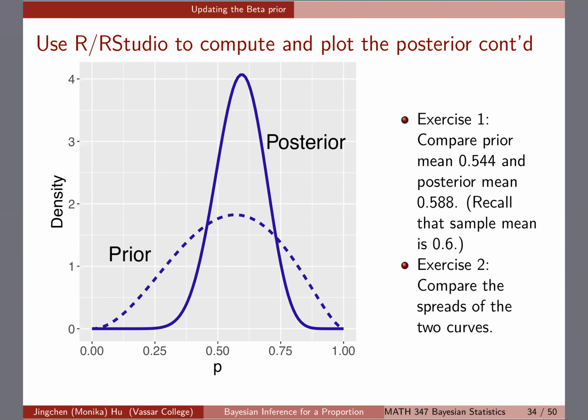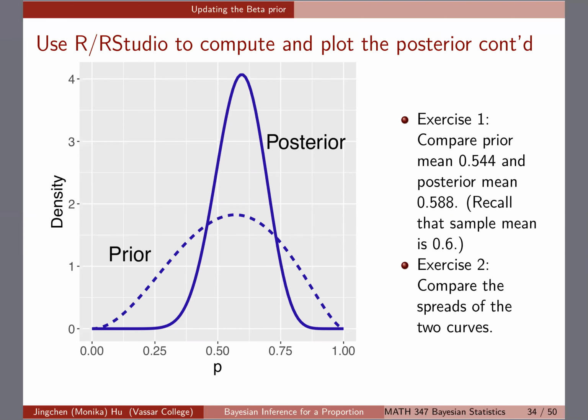So these two numbers, I give it to you, 0.544 is the prior mean for the beta distribution. And then the posterior mean is 0.588. So compare this and recall that the sample mean is 0.6 because we get 12 successes out of 20 trials, right? So compare that, let us know what you think.